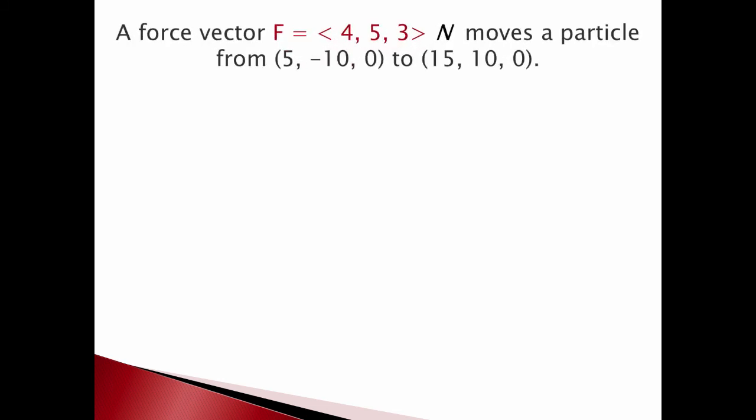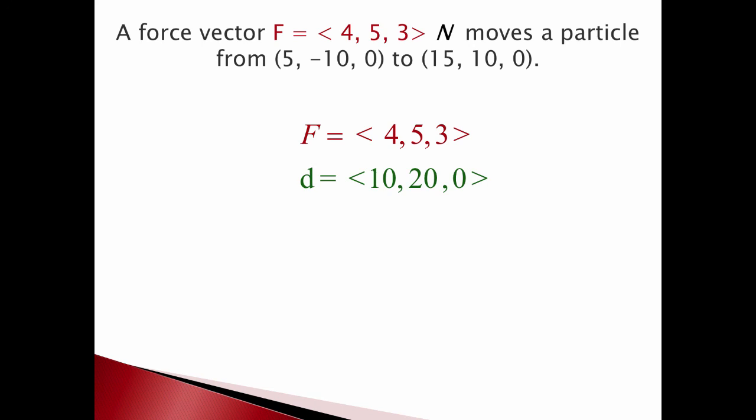So here's an example. Suppose we have a force given by the vector 4, 5, 3 in newtons, and it moves a particle from the point 5, negative 10, 0 to the point 15, 10, 0. Well, our force vector is 4, 5, 3 in newtons. Our displacement vector, where did that 10, 20, 0 come from? Well, that's the vector from the first point to the second point. That's the displacement vector.